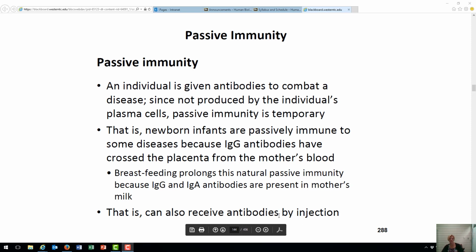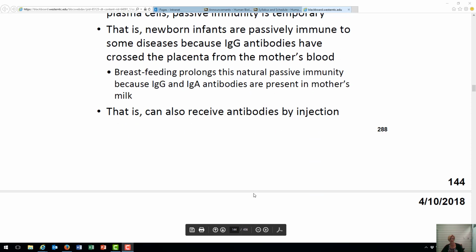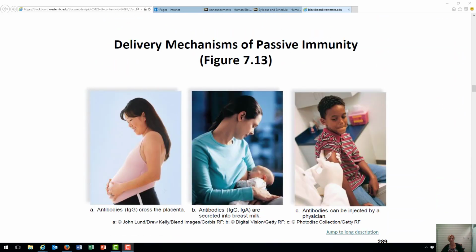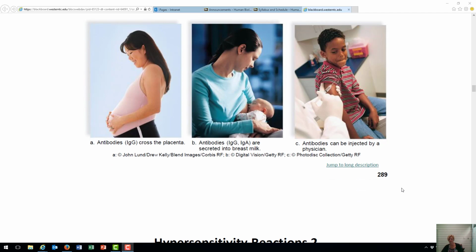And maybe you've heard of this in the movies. We call it the antiserum. Anytime we have some antibodies for a particular illness, when someone has been infected and we need to fight that infection quickly, we're going to give them the antiserum, which are antibodies made by someone else. So again, crossing the placenta, breastfeeding, or giving it by injection, those are our three routes for this passive immunity. In each of these cases, the individual that is receiving passive immunity is receiving antibodies made by another individual.